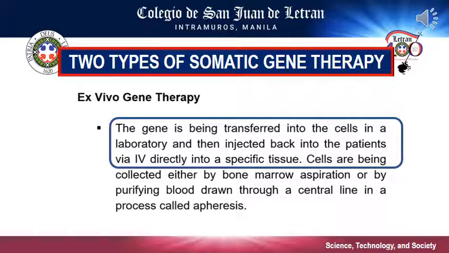Next type of somatic gene therapy, ex vivo gene therapy. In ex vivo gene therapy, the targeted cells are removed from the patient and gene therapy is administered to the cells in vitro before they are returned to the patient's body. Here, the gene is being transferred into the cells in the laboratory and then injected back into the patient via IV or directly into a specific tissue.